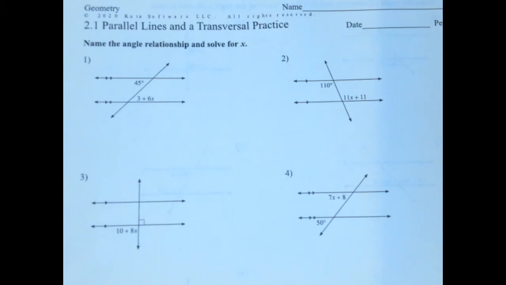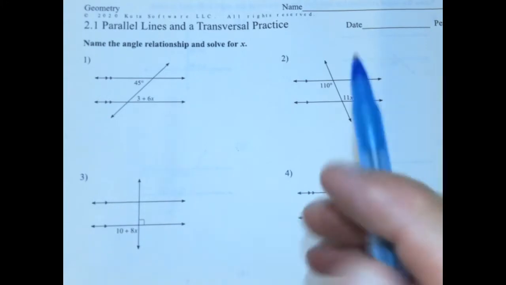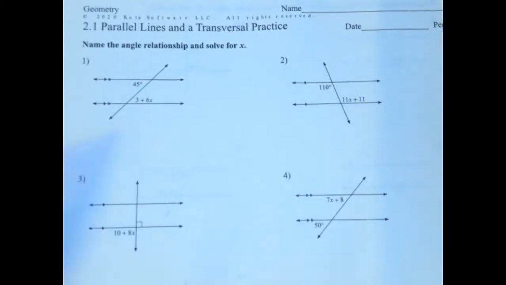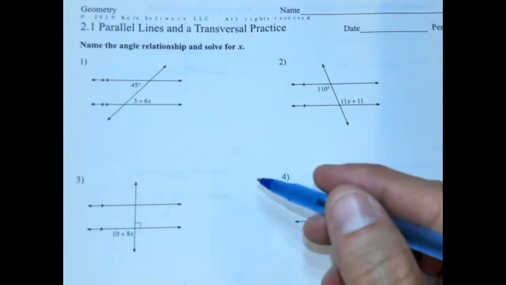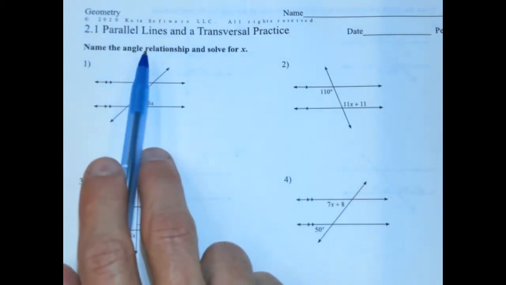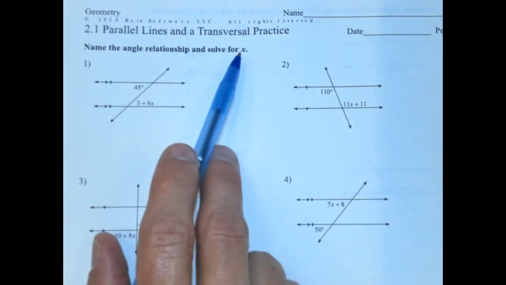Hey everybody, today we're going to go over parallel lines and transversal practice. This was one of the homework assignments early in Unit 2. We're going to go through the odds. Alright, so first thing we need to do is identify the angle relationship and then solve for x.